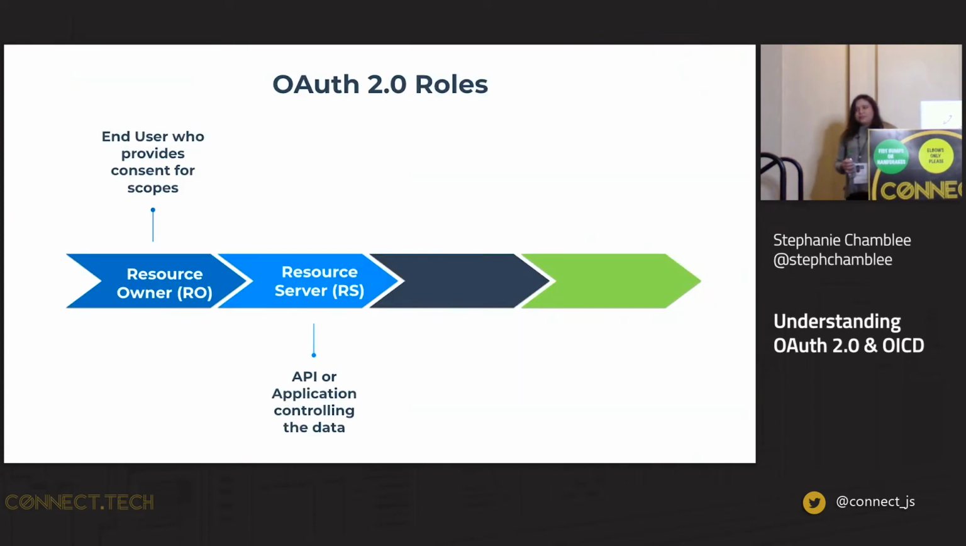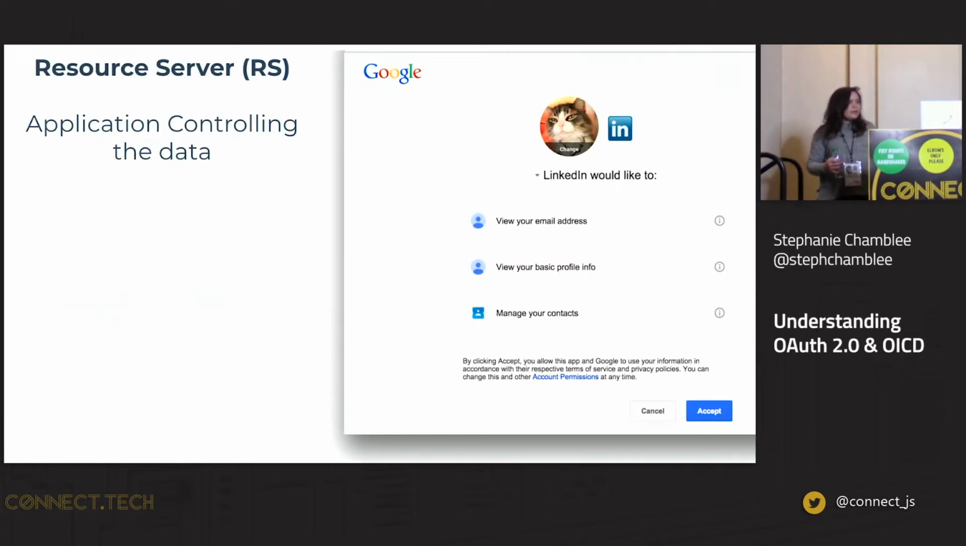Next is the resource server. The resource server is the server that hosts the data. It makes decisions based off of a bearer token, whether or not the request is legitimate, and if it is, then it offers the data to the requesting application. In this example, the resource server is Google, because Google's API is the one that controls the resource owner's data. The data that the resource owner is granting authorization for is email, profile information, and managing contacts.